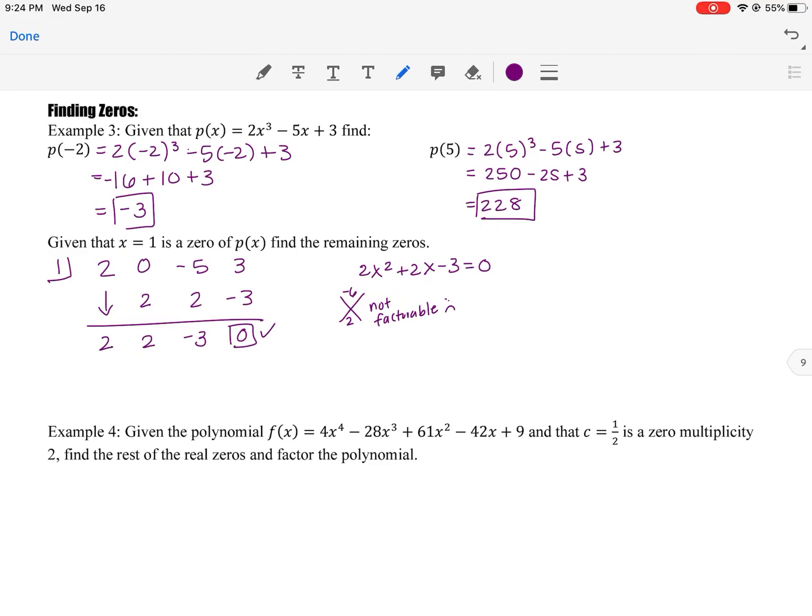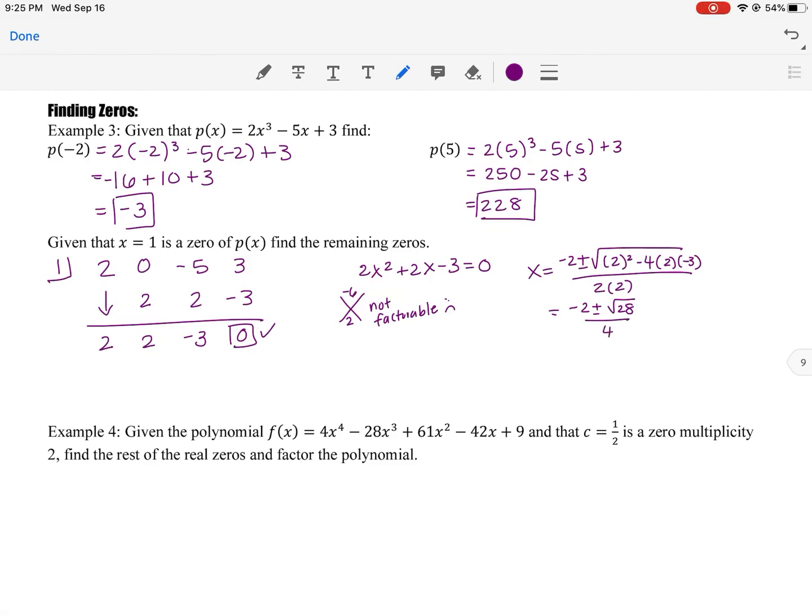So what we're going to do from there is use the quadratic formula. So x equals negative b, which is negative 2, plus or minus the square root of b squared, so 2 squared, minus 4 times a times c, so 4 times 2 times negative 3, all divided by 2 times a, which is 2 times 2. So we get negative 2 plus or minus, and when you evaluate what's under the square root, we get the square root of 28 all over 4.